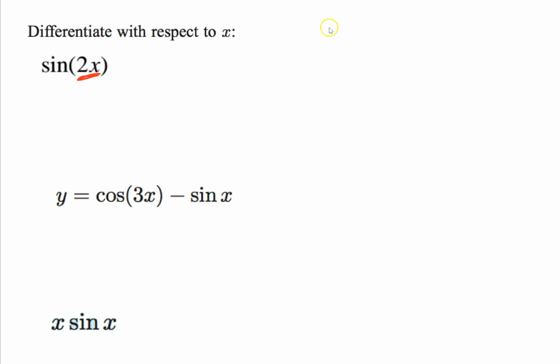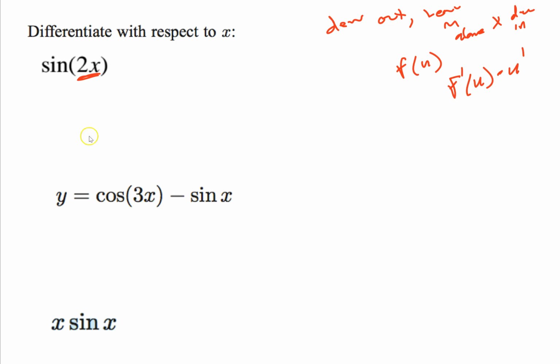Remember the chain rule is take the derivative of the outside, leave the inside alone, and times by derivative of the inside. Probably best summed up by this. If you want the derivative, it's going to be f prime, derivative of the outside, leave the inside alone, times by derivative of the inside. So in this case, my outside sine, the derivative of the outside is cosine. We just learned that a second ago. We're going to leave the inside alone. And then times by derivative of the inside. So 2. So 2 cosine 2x.